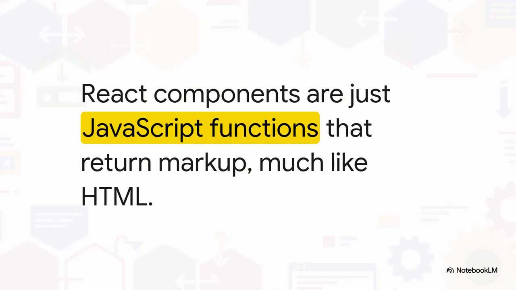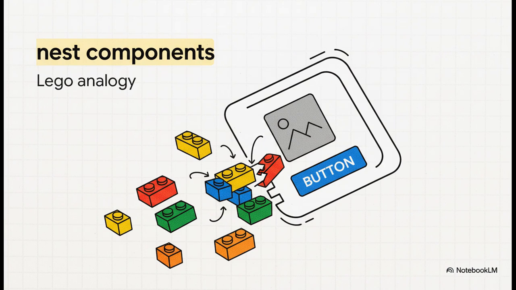So what are these magical components, really? Well, under the hood, they are surprisingly simple. At its core, a React component is usually just a plain old JavaScript function. Its main job? To return a chunk of markup, that's the visual part, that looks almost exactly like HTML. That's it. And just like with real Legos, you can snap these components together to build something way more complex.